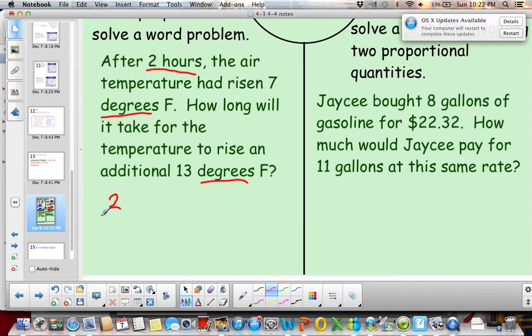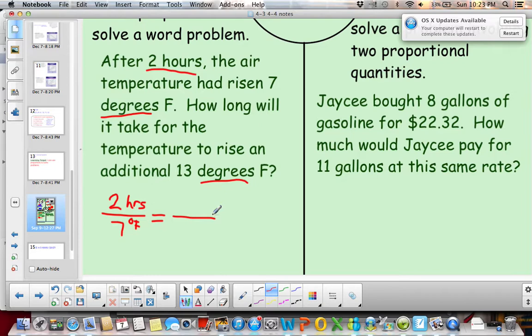So our 2 and our 7 need to go together. So we're going to put 2 hours over 7 degrees, and I'll do my little Fahrenheit also. Okay, so these need to go together because the 2 and the 7 are together. 2 hours, 7 degrees. How long will it take for the temperature to rise an additional 13 degrees?